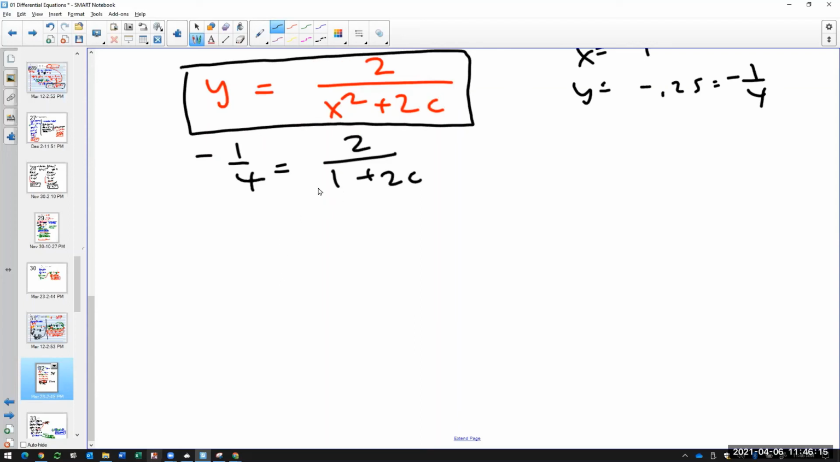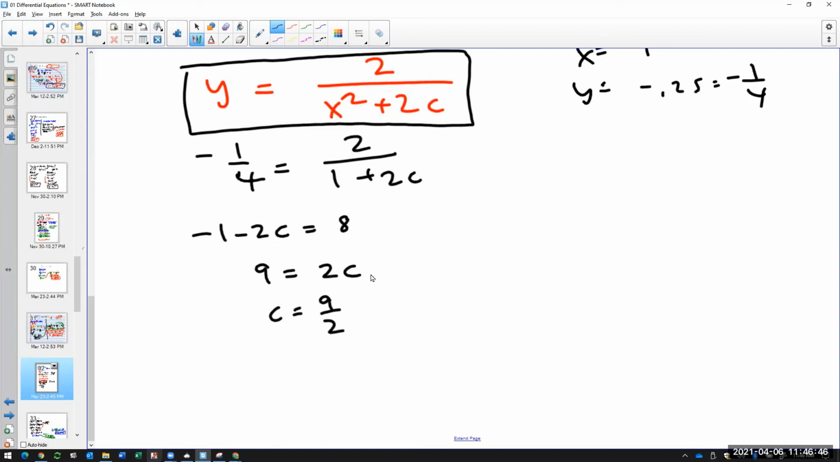Okay, so I'm going to cross multiply. If I cross multiply here, I get -1 minus 2c is equal to 8, if that's a 4. Okay, then I get 9 is equal to 2c. I don't know why I'm going so slowly here because I'm thinking c is 9 over 2. That's what I'm getting here. C is 9 over 2.